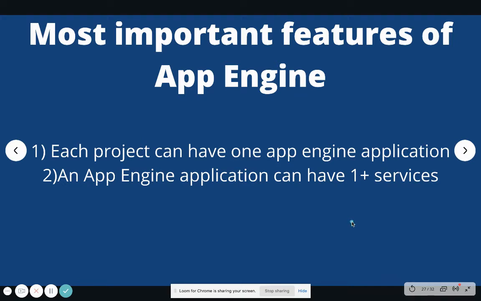So the most important feature of App Engine to bear in mind when you're using it and when you're taking the exam is that each project can have one App Engine application only. You are allowed to have multiple versions and instances within that, but every project can only have one App Engine application. Within that App Engine application, you can have one or more services to run the needs that you have the project for.